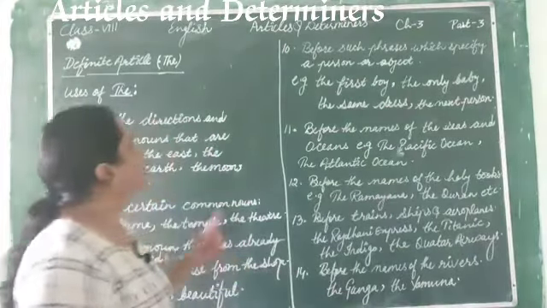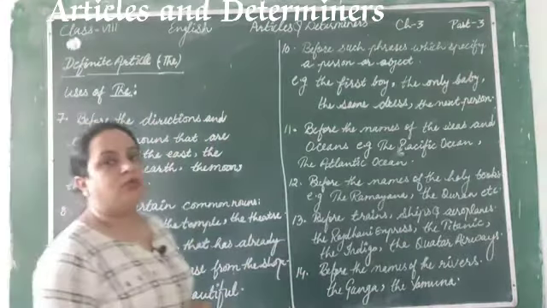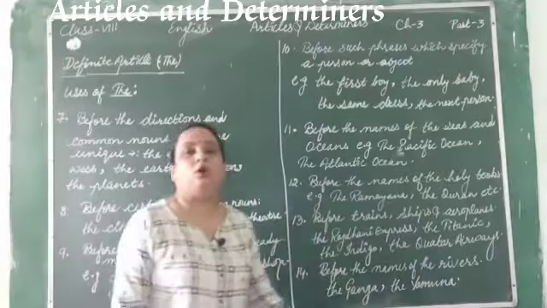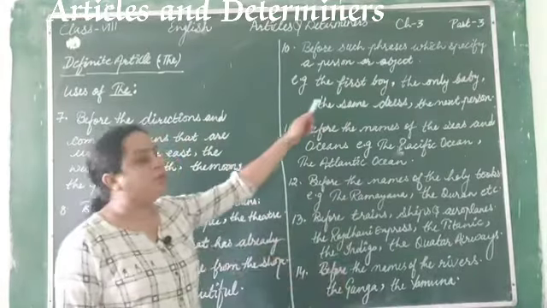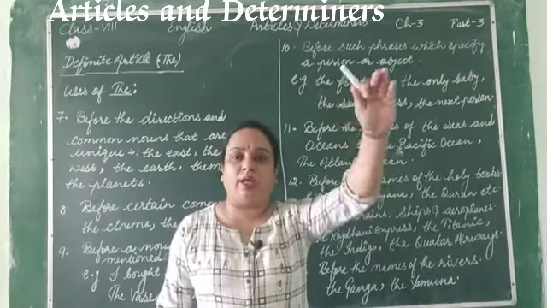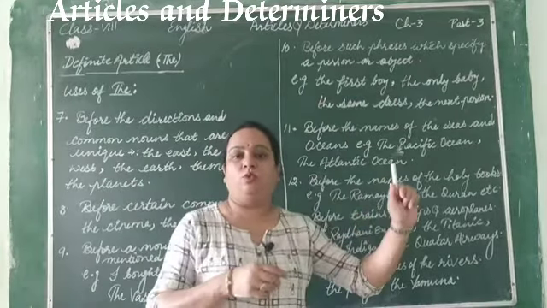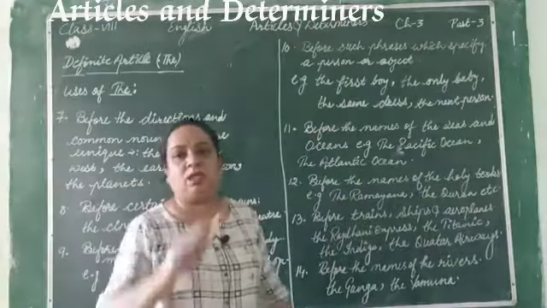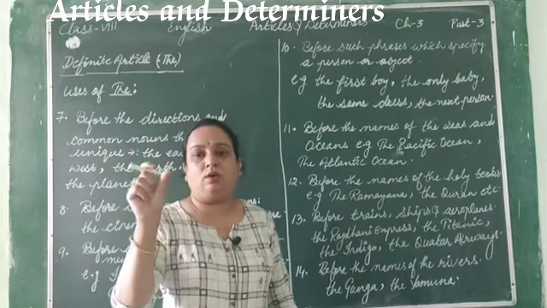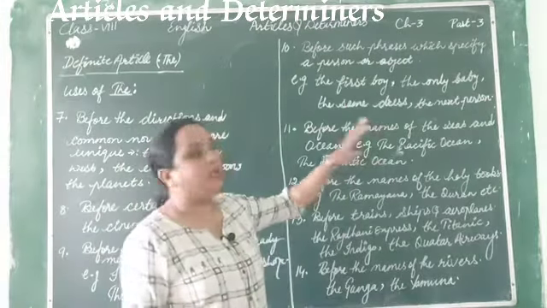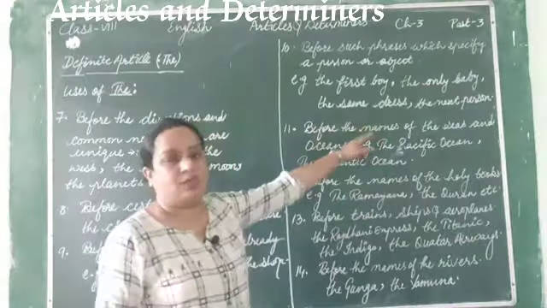Now we will come to rule number 10, and here you will learn that we use "the" before such phrases which specify a person or an object. For example, the first boy in the row, right? The last boy in the row. So here we will use "the" with that. The only baby. So when there is only baby, only girl, only boy, there with that same phrase we have to use "the".